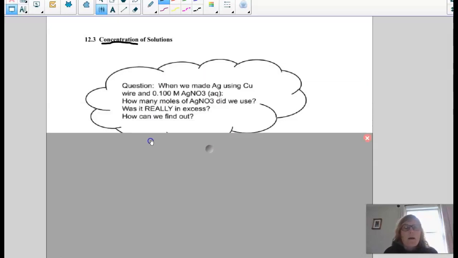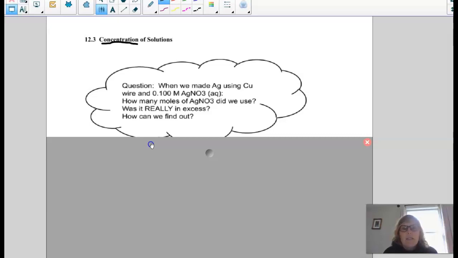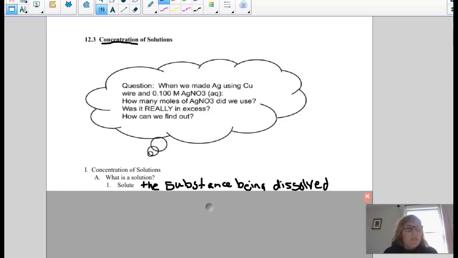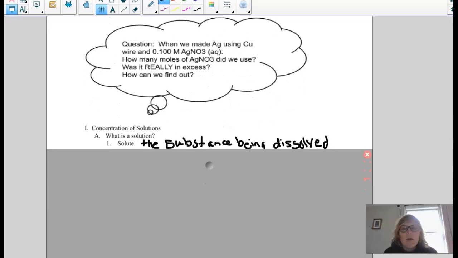There's a problem here, and I'm actually not going to use it because we didn't do this in lab. But I am going to move down and talk about what a solution is. A solution has two components: a solute and a solvent. The solute is the substance being dissolved, and we learned that back in the beginning.